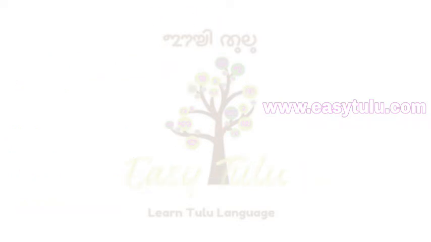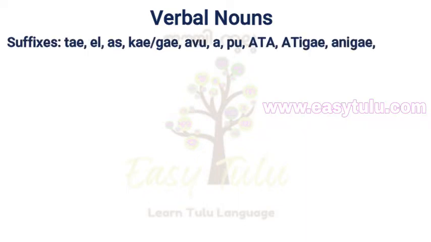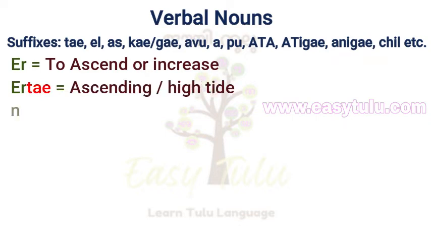Now let us see verbal nouns in Tulu. There are many suffixes like ta, el, as, ka or ga, au, a, pu, ata, atige, anige, chil, etc. are added to root verbs to make verbal nouns. Examples: eru means to ascend or increase. Eru plus ta, erta, means ascending or high tide.